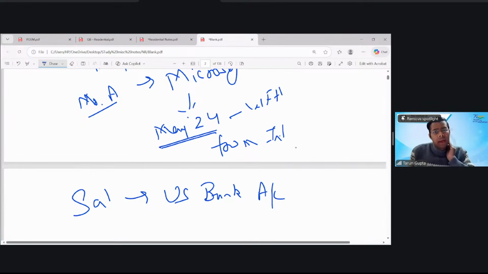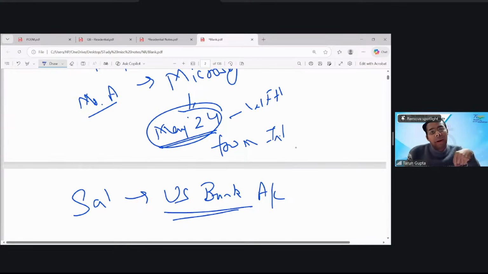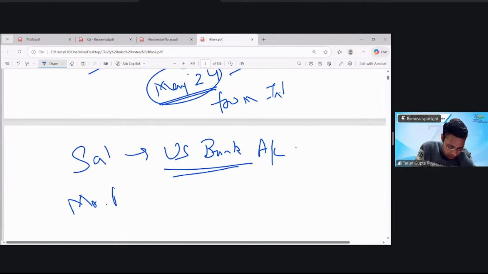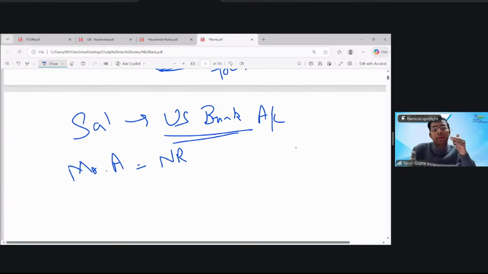The question comes whether the salary of this month, the salary he received in the US bank account for the month of May 24, whether this salary is taxable in India or not, assuming for the fact that Mr. A is a non-resident. Now I am asking you to answer me whether we can say that this salary accrues or arises in India or not. The answer is yes. Why? Because the activity to earn that income was performed in India.